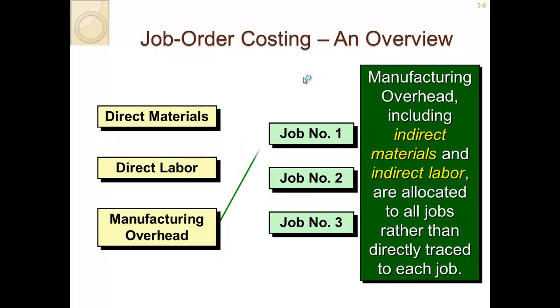Now, manufacturing overhead is different. It can't be directly traced. It includes indirect materials and indirect labor, and is allocated to all jobs. So the company calculates a manufacturing overhead rate, and they allocate it to jobs.